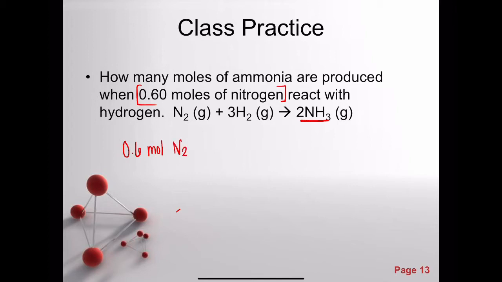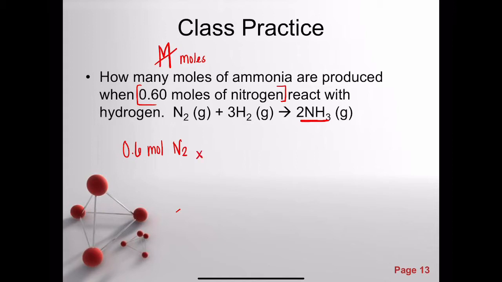Now remember, you don't write moles like a big M or a little m. Neither of those are correct. When you write moles, you want to write M-O-L, or you can write it all out as M-O-L-E-S. That's your only abbreviation for moles, M-O-L. So start with what we know, 0.6 moles of nitrogen. And what we're trying to get is to the ammonia.